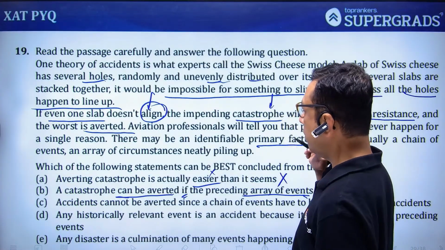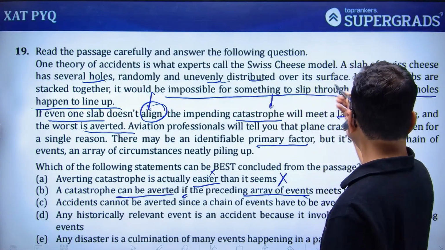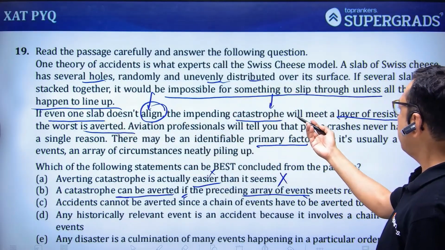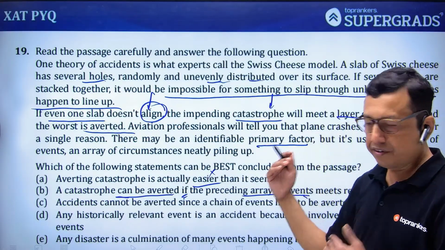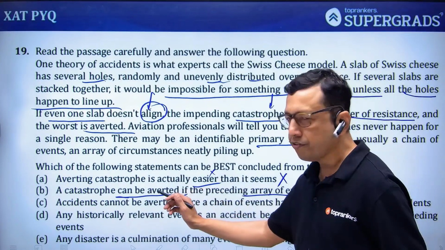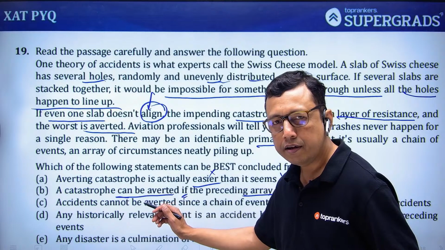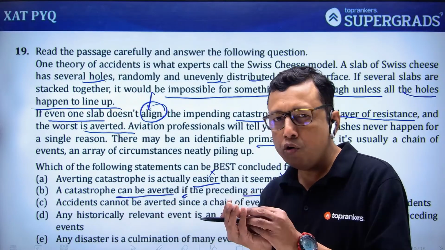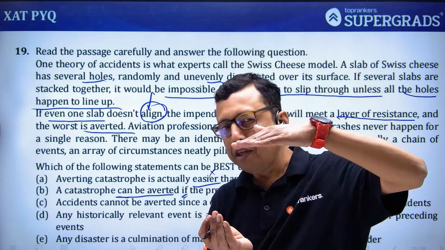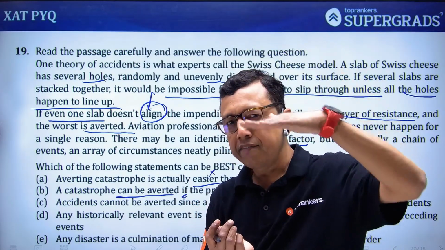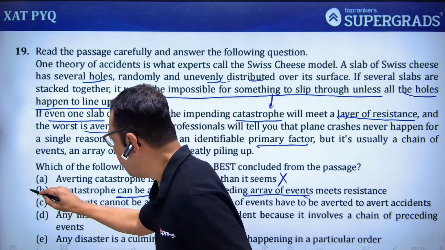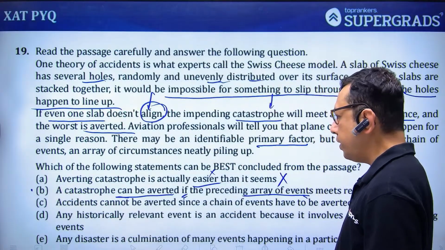Yes, this is true. This is true because this very clearly says in these two sentences: even if one slab doesn't align, the catastrophe will meet a layer of resistance, which means if the preceding array of events meets resistance, the catastrophe can be averted, right? Why? Because even one hole doesn't align. Whatever has happened so far is immaterial. Those things might have aligned, but there is one hole that has not aligned. So yes, this is true. This can be concluded.